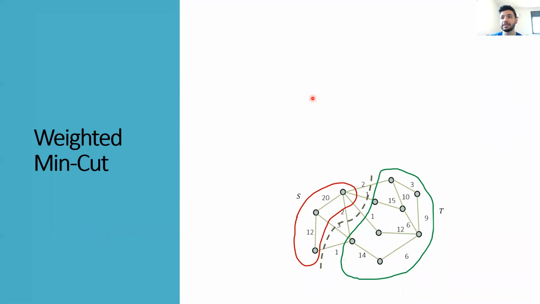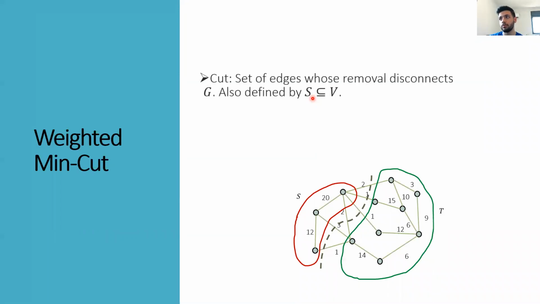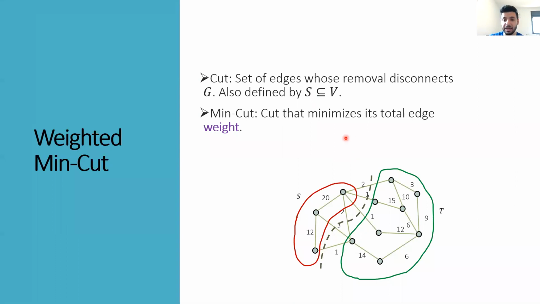Here we will discuss the weighted min cut problem. Given a graph G, a cut is a set of edges whose removal disconnects G. One can also identify a cut with a subset of the vertices S. Since we are considering weighted graphs, a min cut is a cut whose sum of edge weights is minimal. And in the min cut problem, we are tasked with finding a min cut in a given weighted graph G. For example, here, the dashed cut is a min cut.